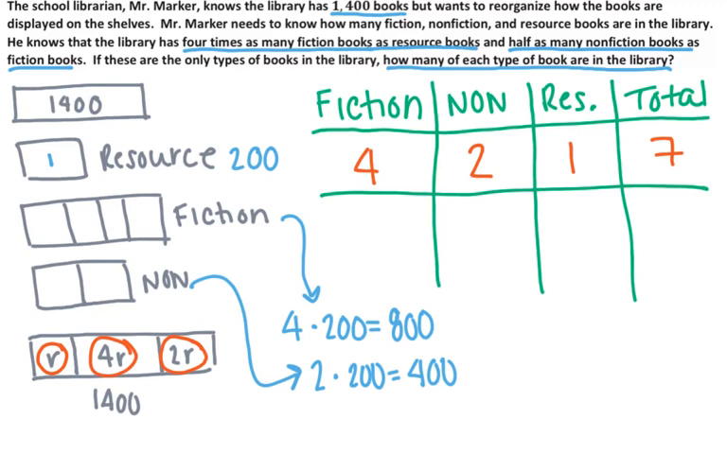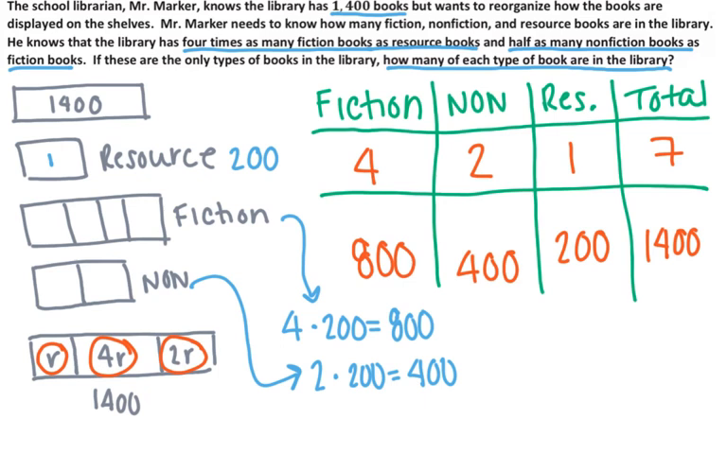And at the bottom of our table, we know that our total has to be 1400. We know that 1R is equal to 200 because we figured that out. Nonfiction, when we did it down here in the blue, we got 400. And then for fiction, we got 800. So when it asks you to use a table to solve the question, that's what it means. This is what it wants you to do.